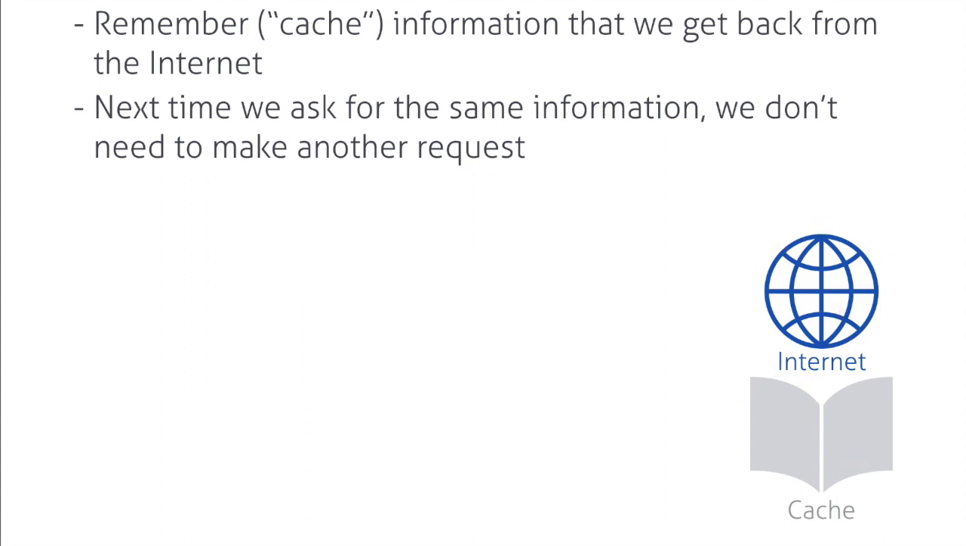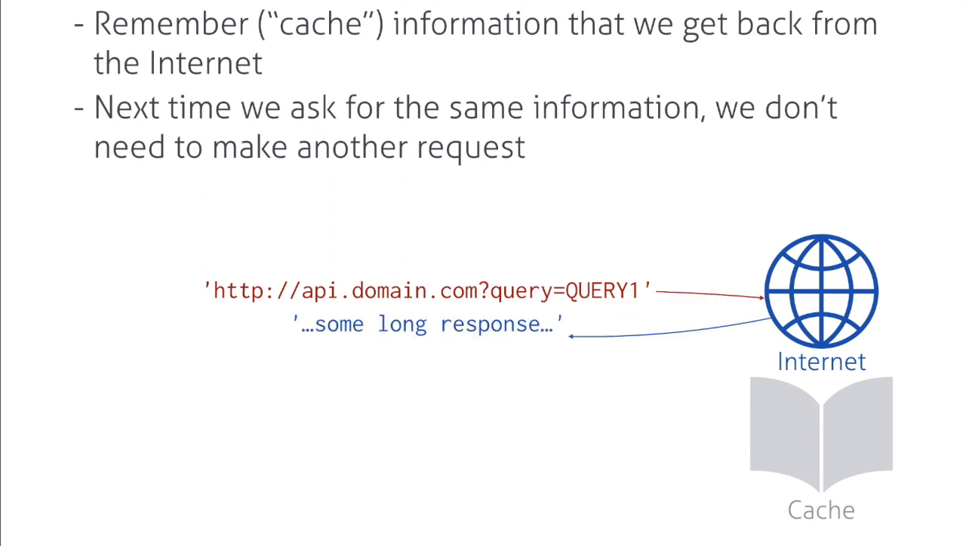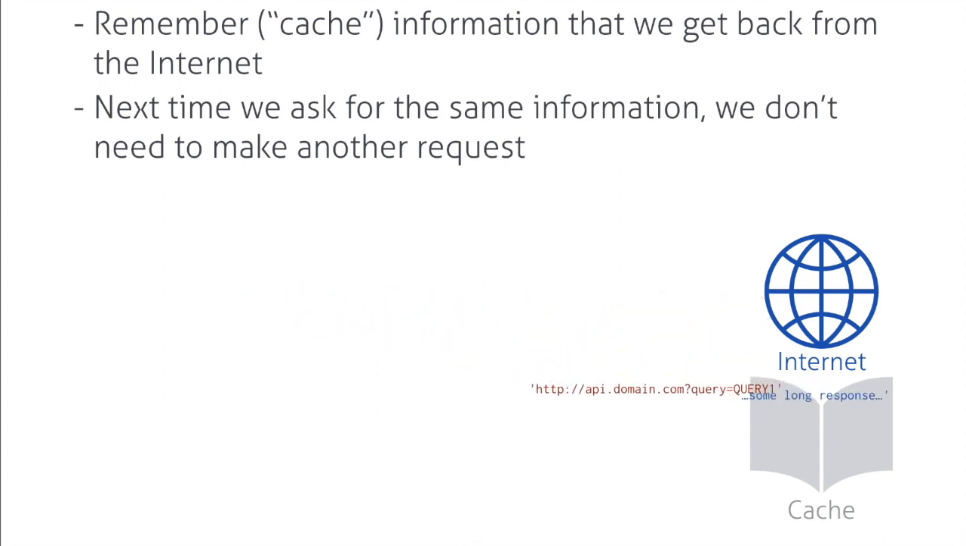Our cache starts out empty, which guarantees that our first response will come from the internet. So now when we make a request to this URL, because it's not in our cache yet, we're going to make that request over the internet, which is going to give us some text back, and we're going to associate that URL with that text in our cache.